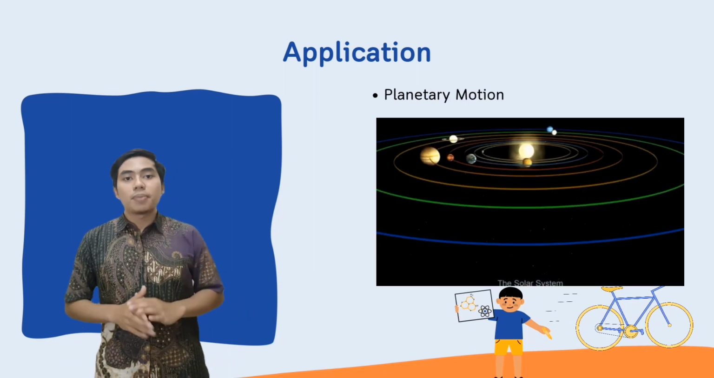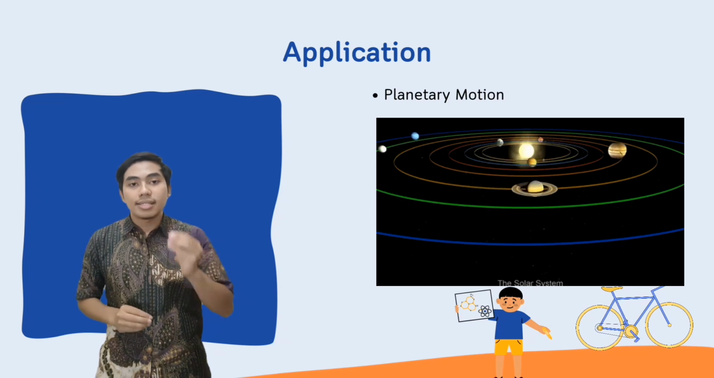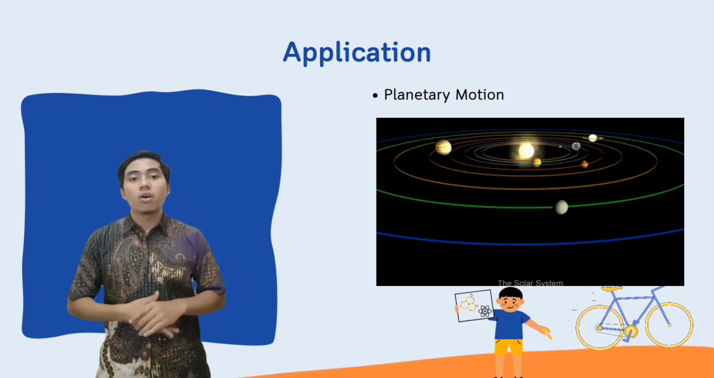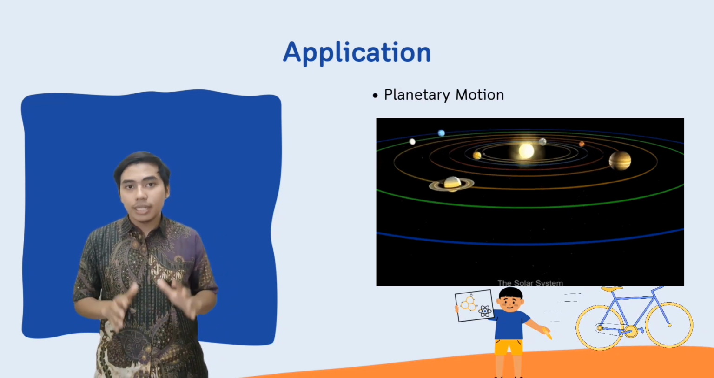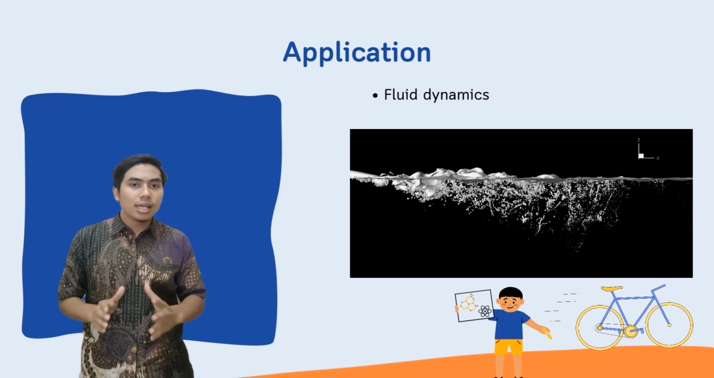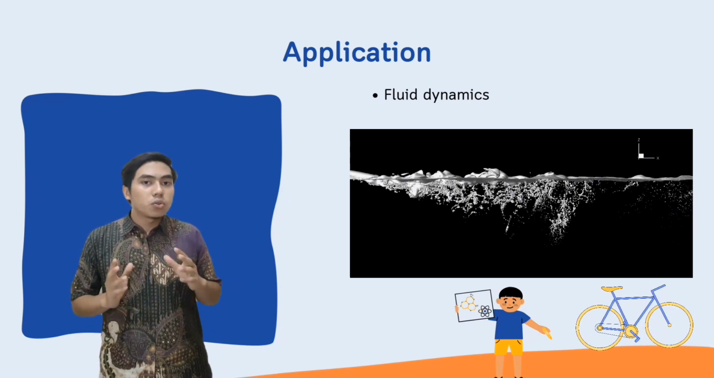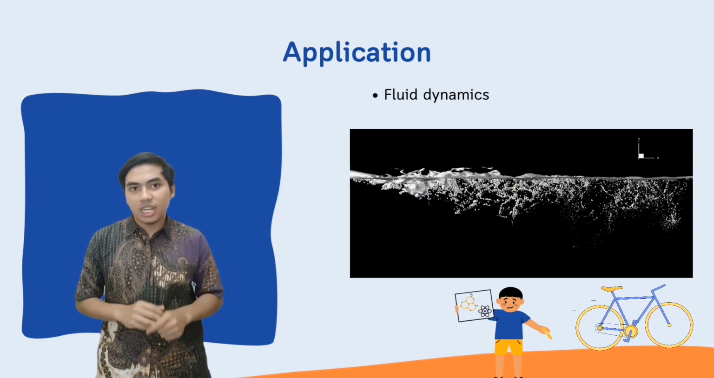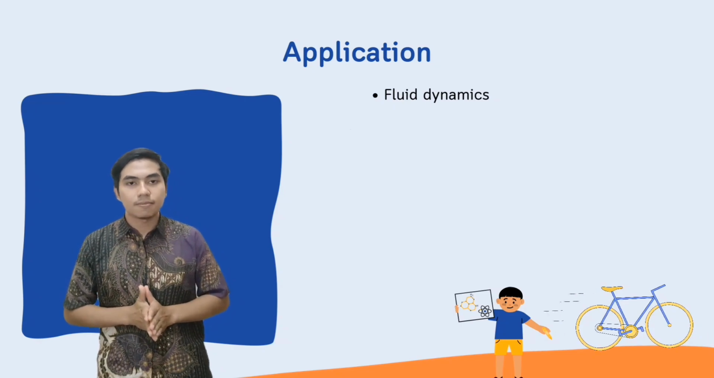The next one is planetary motion. Gravitational acceleration is used to understand the motion of planets, moons, and satellites. By knowing the value of gravitational acceleration, we can calculate the orbital speed, period, and the distance of these celestial bodies. And the last one is fluid dynamics. Gravitational acceleration is used to study the behavior of fluids in a gravitational field, such as the flow of rivers and the dynamics of ocean currents.